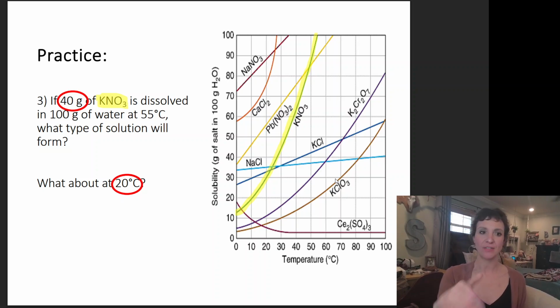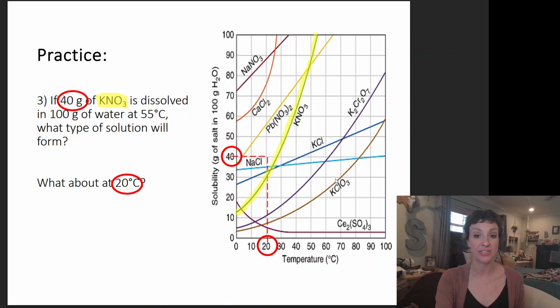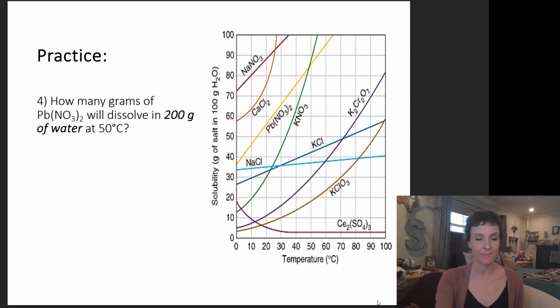Meaning same amount of solute, 40 grams of potassium nitrate, but now I'm making it a little bit of a cooler temperature. Does that change what type of solution I'm going to be? Let's see what happens if we move to 20 degrees Celsius. Oh, 40 grams at 20 degrees Celsius, I'm a little bit above the line. So me being technical, that's not supersaturated, that is saturated with excess solute. Cool. Last type of practice problem that we're doing today.